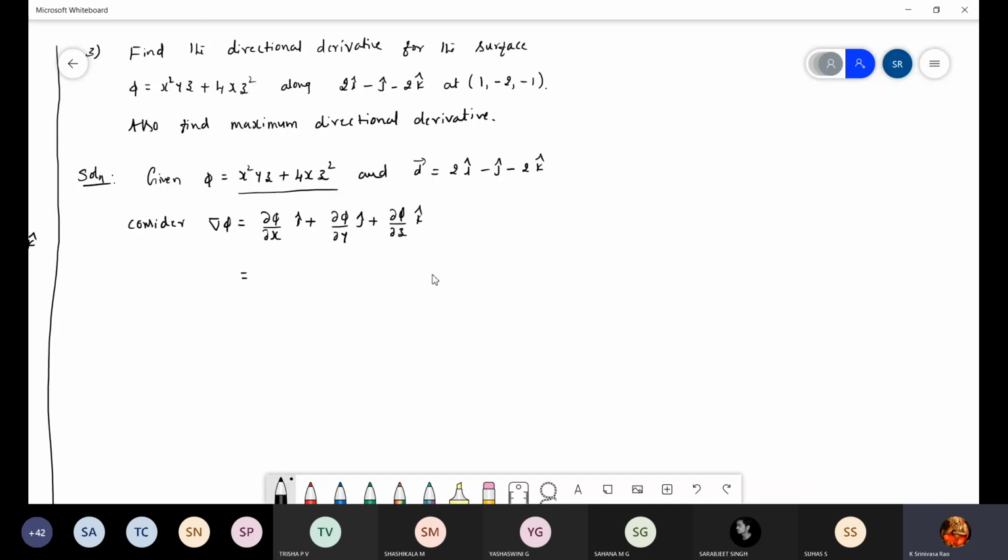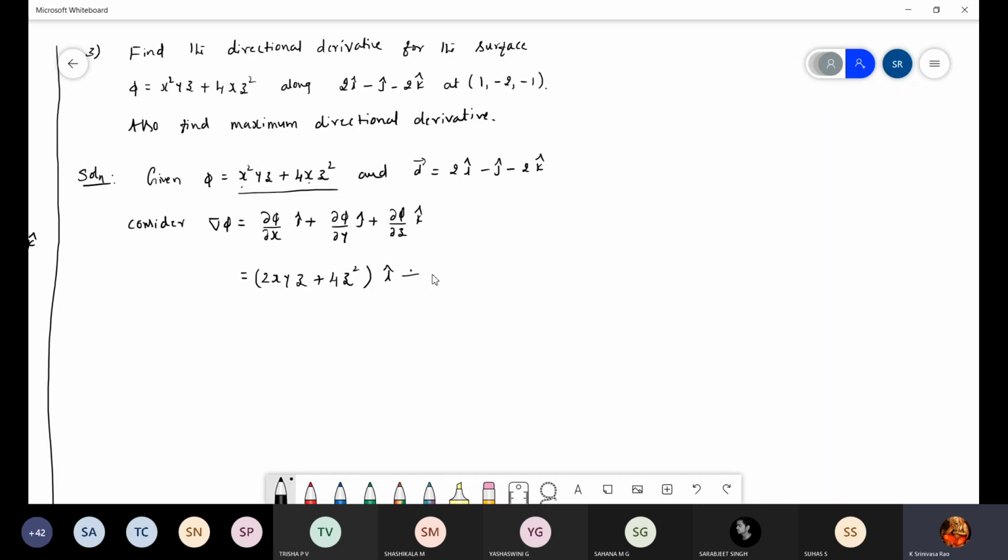Partially with respect to x, 2x yz plus 4z square. Is it right? Because with respect to x, the first term has x, the second term also has x, so both are variables. Along with the variable, if there is another variable like y and z, treat it as a constant and keep it as it is. Differentiate only x. X square is 2x and in the second term x is 1. So you will get 2x yz plus 4z square.